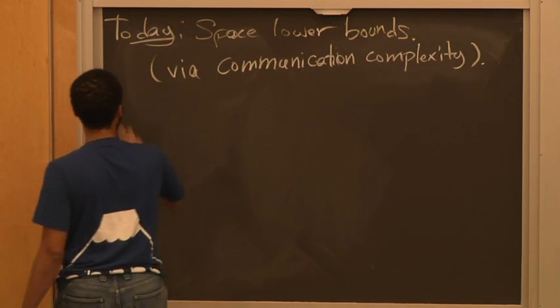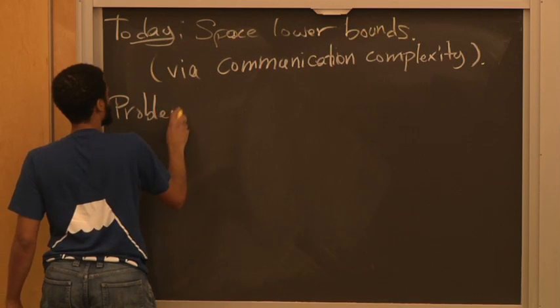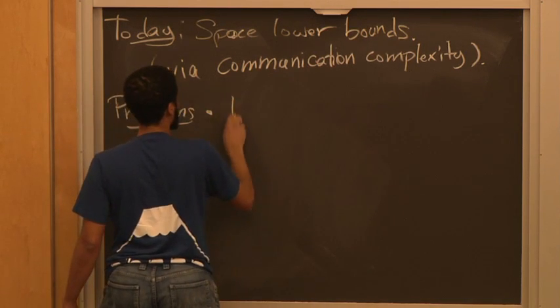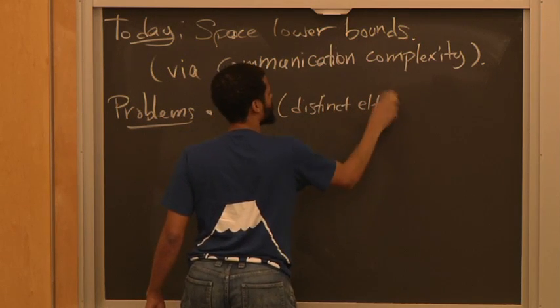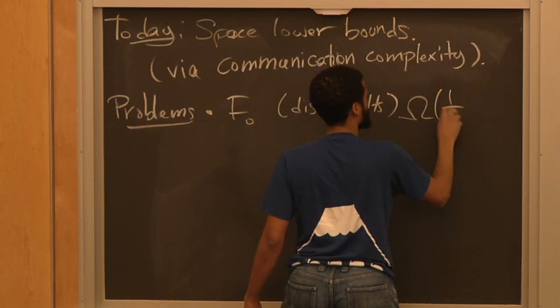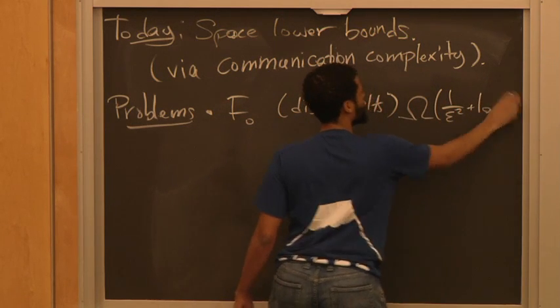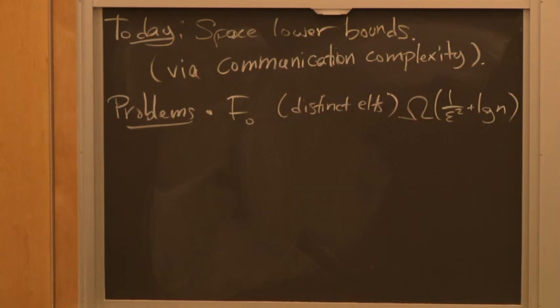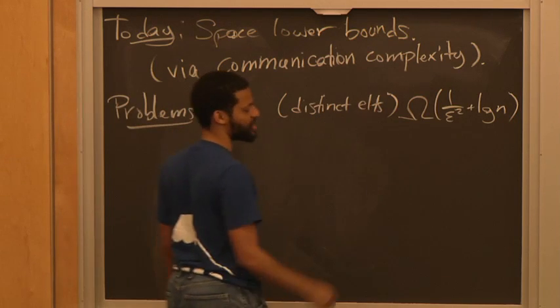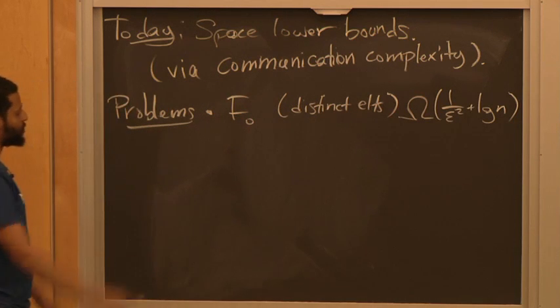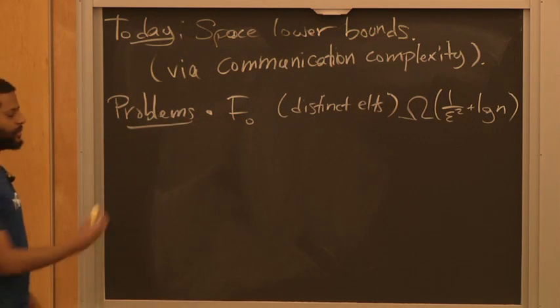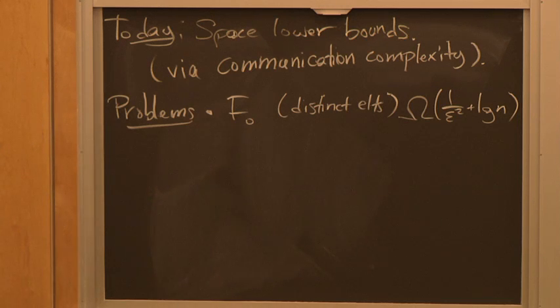And the problems we're going to look at today are F0, distinct elements. And the lower bound here is going to be 1 over epsilon squared plus log n bits. So we're going to show any streaming algorithm, one-pass streaming algorithm, which solves the number of distinct elements up to a 1 plus epsilon factor, must use space 1 over epsilon squared plus log n bits. And historically, after that lower bound was proven, we got an algorithm that actually matched that. So this is the optimal space complexity of distinct elements.